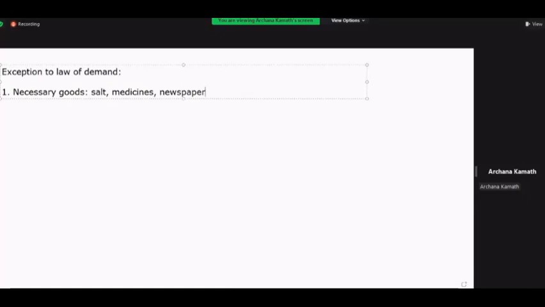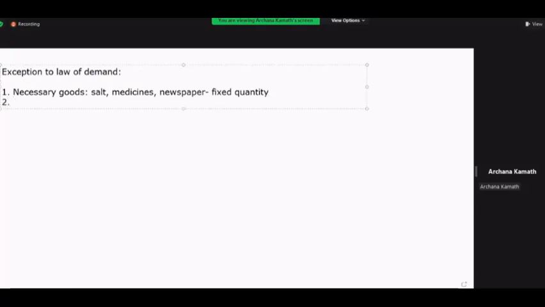They want to see the newspaper at any cost. So whatever the price, they will be purchasing one newspaper a day. Even if the price is falling, you cannot buy more newspapers a day and keep on reading the same newspaper all the time, right? So necessary commodities or very essential commodities like salt, medicines, etc. do not follow the law of demand. A fixed quantity is only purchased for these commodities, irrespective of changes in the price of the commodity.